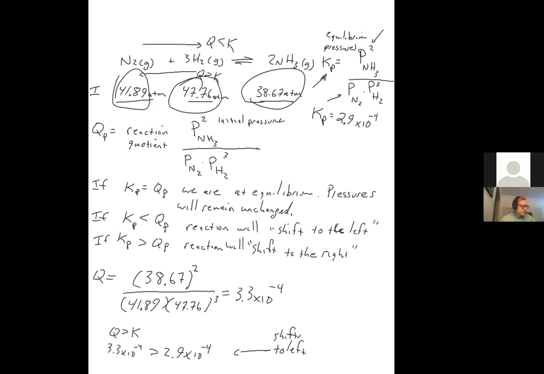Now, what happens when you shift to the left? The products are going to go down. That's what that means. The products are going down. They're being converted into reactants. And the N2 and the H2 are going to go up. Okay, so coming back to our question.